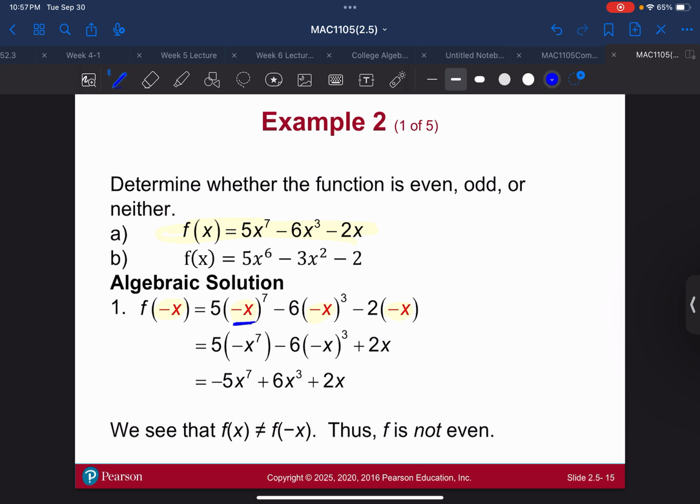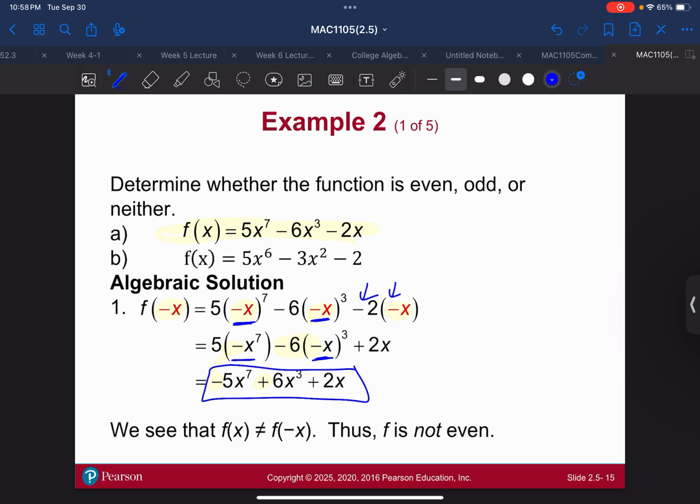So negative x to the 7th power, that's an odd exponent. So that's going to remain negative x to the 7th. Same thing with negative x cubed. That's an odd exponent, so that will remain negative x cubed. Here I'll have a negative times a negative, which will give me that positive. And then here I will have a double negative, negative 6 times negative x cubed, so that'll give me a positive. And then they just bring this negative out front right here. So this is my final answer after simplifying.